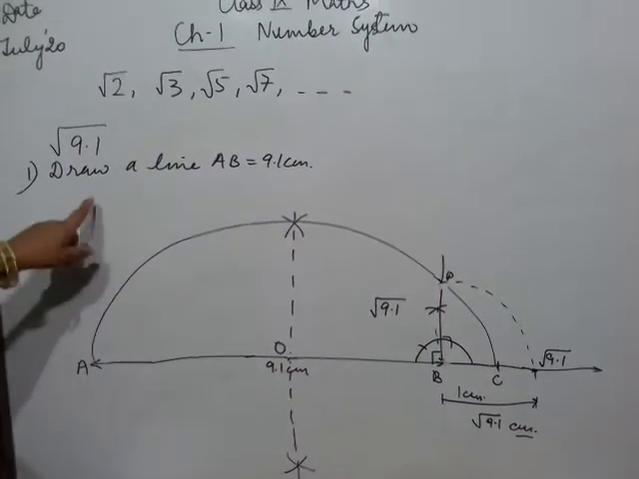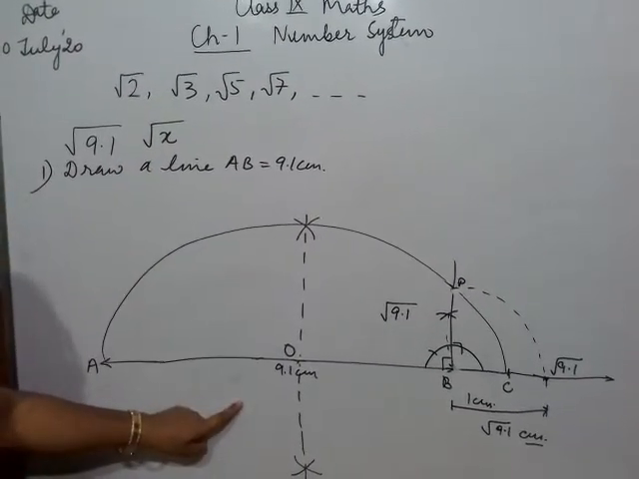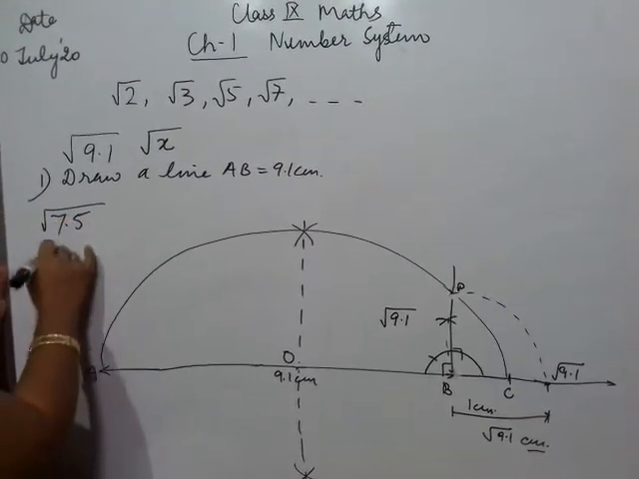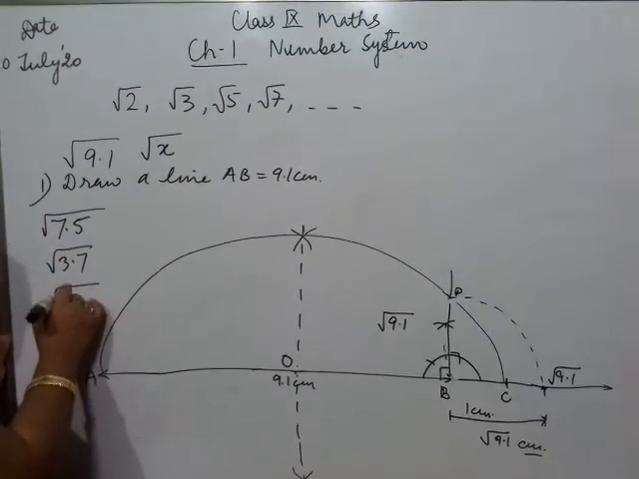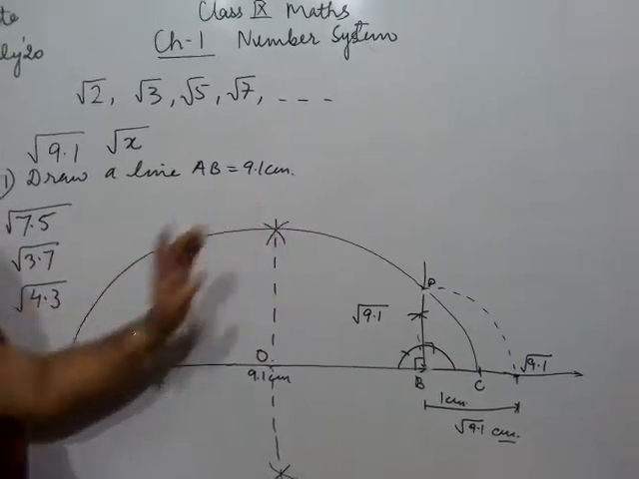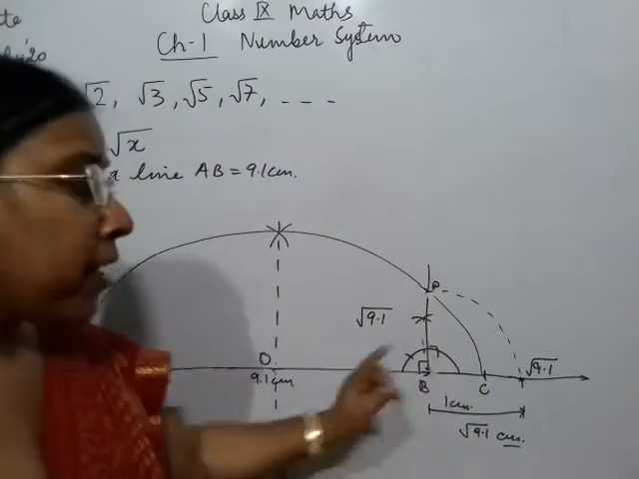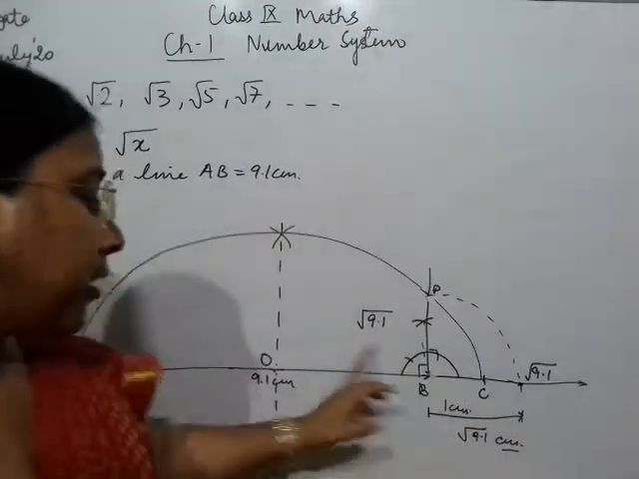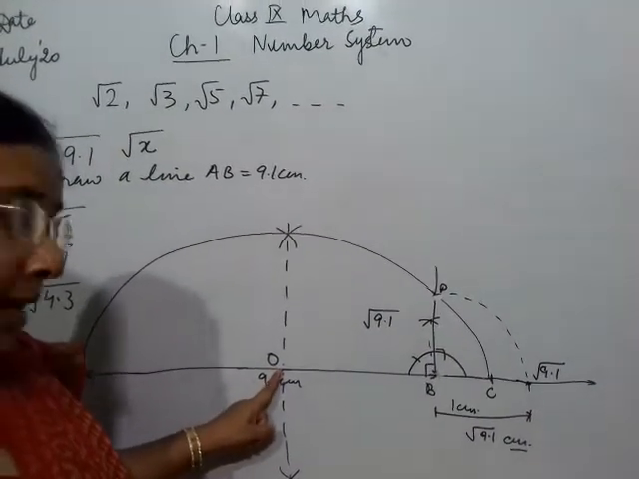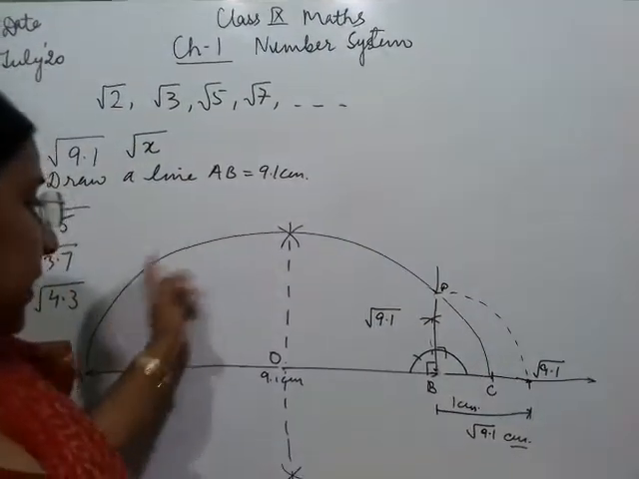This is how we can draw any number's square root on the number line. So in your exam, it can come like 7.5, 3.7, any number can come. So this is how you need to draw it. First step, draw a line AB of 9.1 centimeters or whatever centimeters is given. Then extend 1 more centimeter. Then draw the perpendicular bisector of AC and find the center O. Then taking O as center and radius OA, we will draw a semicircle.